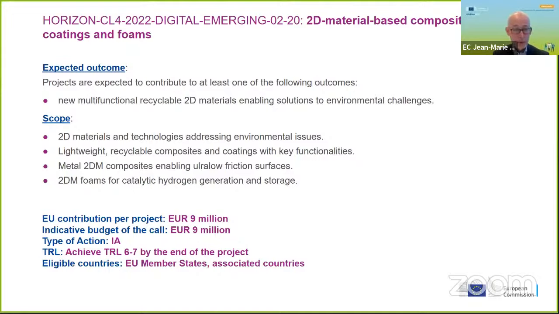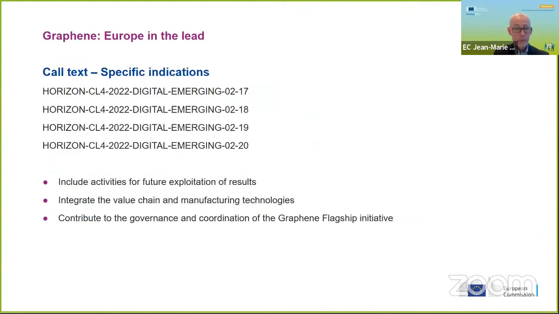Here, the budget of the call is 9 million euro. Again, we will select only one project. This time, for this topic, the type of action is an innovation action, which is related to the targeted TRL, which has to be at least 6 by the end of the project. And here again, there is no special condition on the participation of countries.